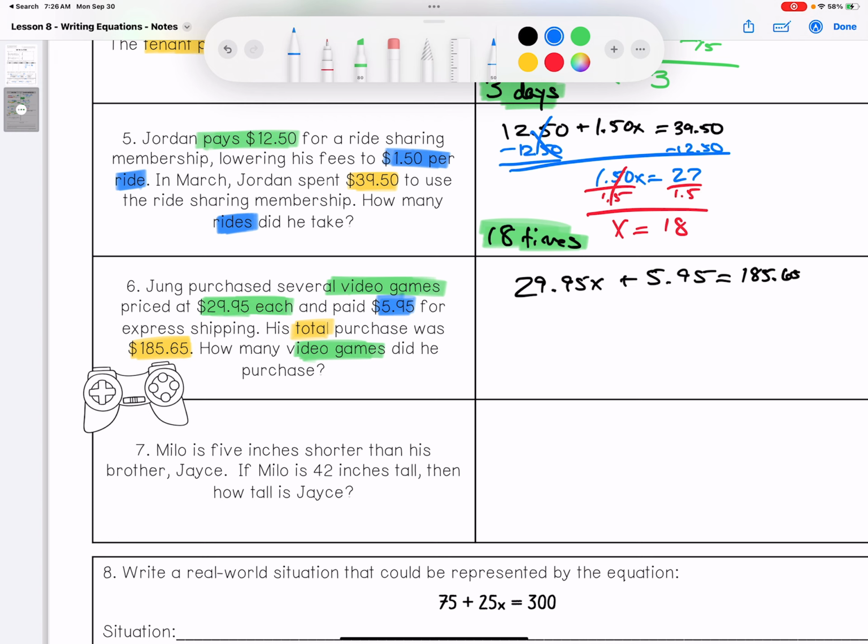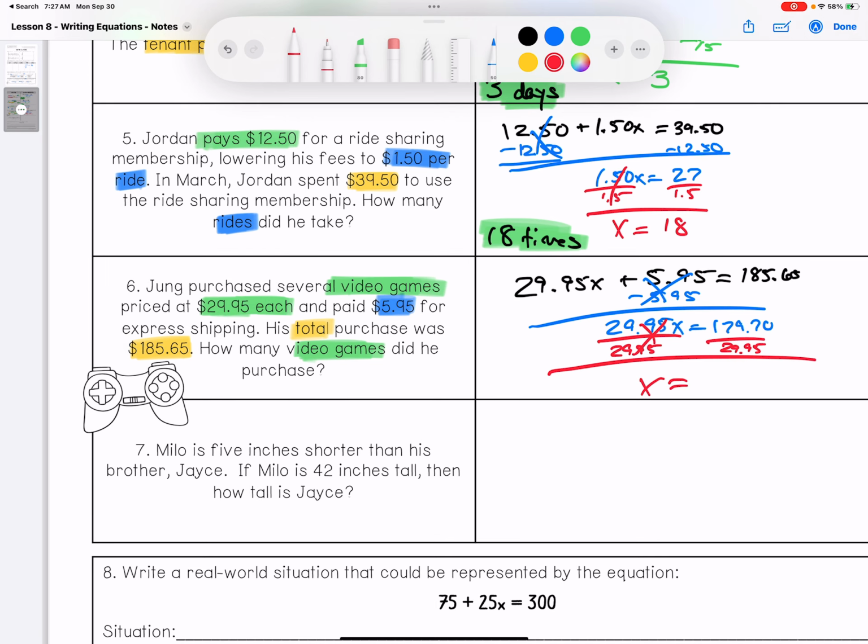Undo your addition or subtraction first. Those go away. You're left with 29.95x equals, I don't really know, 185.65 minus 5.95 is 179.70. Divide by 29.95. And you're left with x equals 6. So the answer is 6 video games.